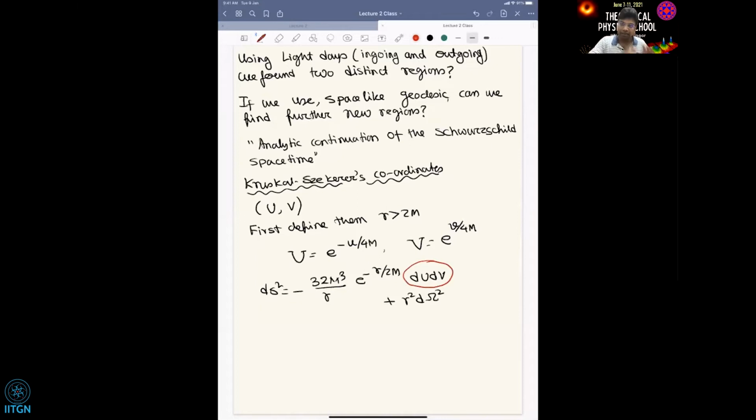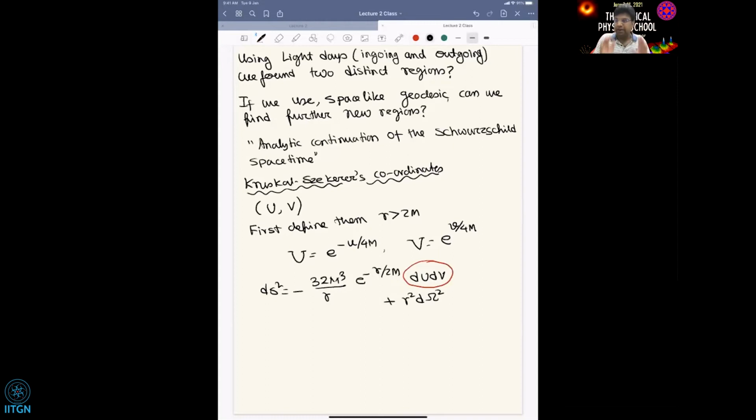But here I am defining u and v in such a way that u equal to constant lines or v equal to constant lines are light-like lines. Okay, so that's the way we define the coordinates. You can also define, by adding and subtracting, space-like and time-like Kruskal coordinates. Okay, that is also possible.